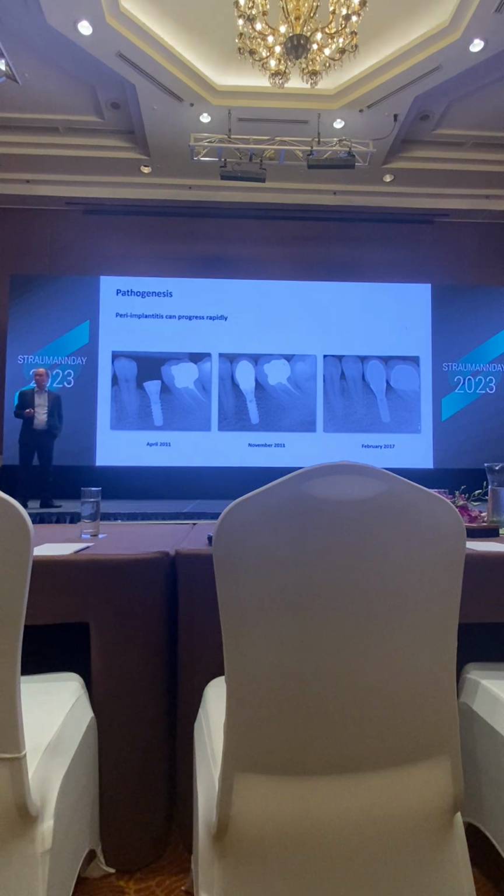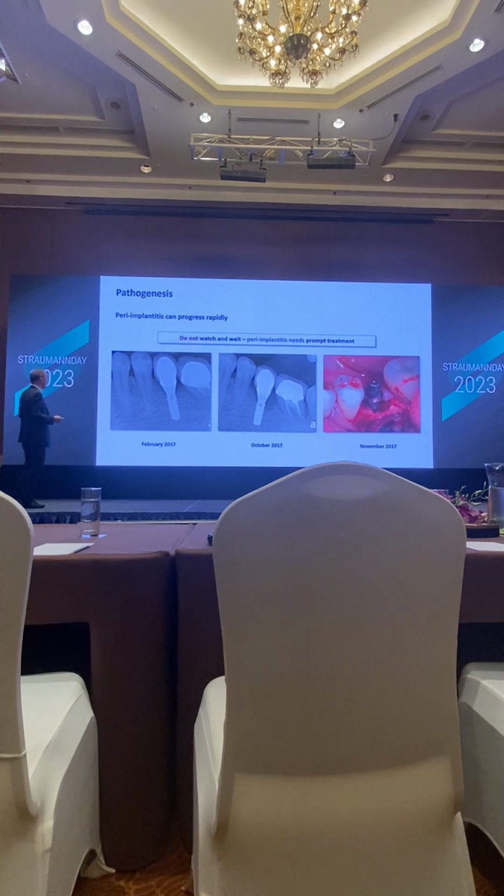So the first thing that we have to remember is that when someone develops peri-implantitis, it can progress very rapidly. It behaves like an aggressive periodontitis. So you see an example here of a patient. The implant was placed in April 2011. November 2011, everything's looking fine. And 6 years later, we start to see some marginal bone loss. The dental hygienist has a look at it, but doesn't say anything to me. Oh, it doesn't look quite right. Okay, and then suddenly, from February to October 2017, it's rapidly progressing.